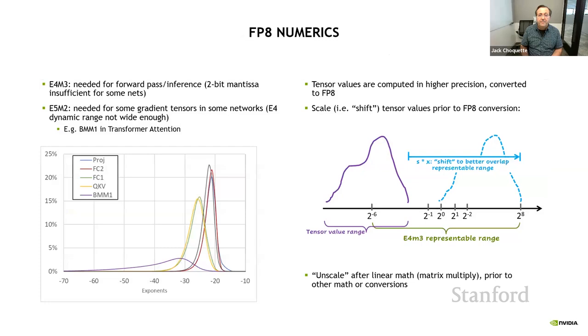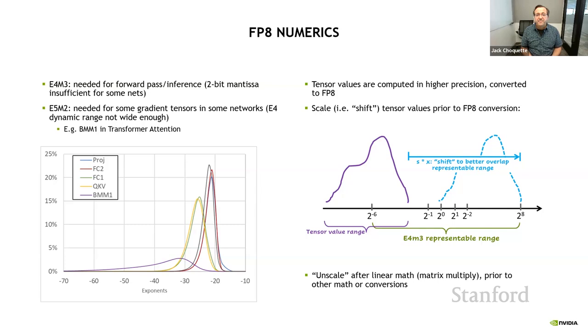The graph on the left shows a numerical distribution for a variety of network layers in a single language model. You can see that the distribution can vary significantly. Some have a wider exponent range that are best mapped to the E5M2 FP8 format. Others have a narrow exponent range and require more precision to differentiate the values. These are best mapped to an E4M3 FP8 format.